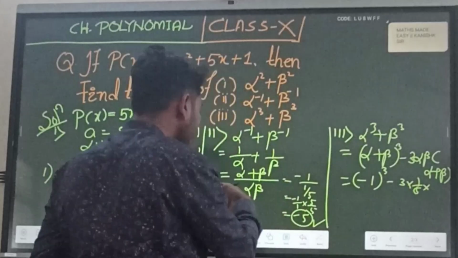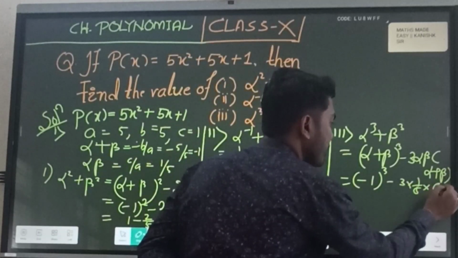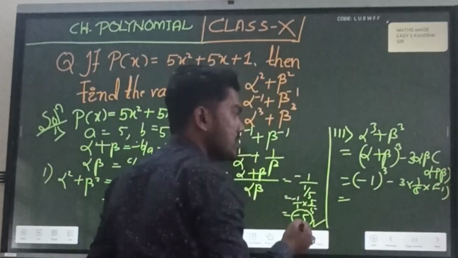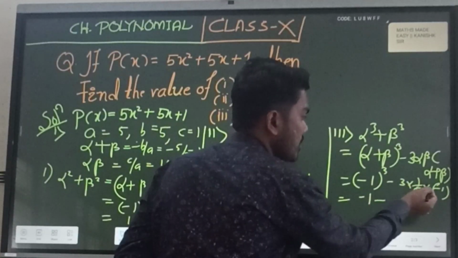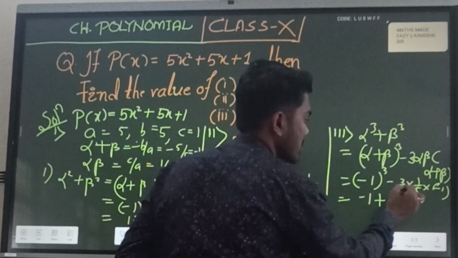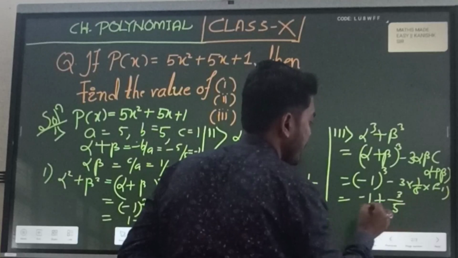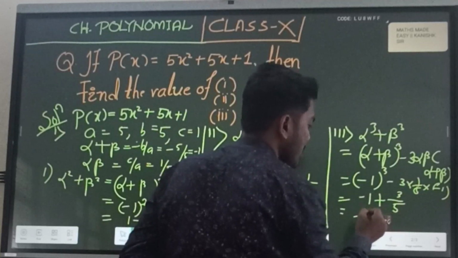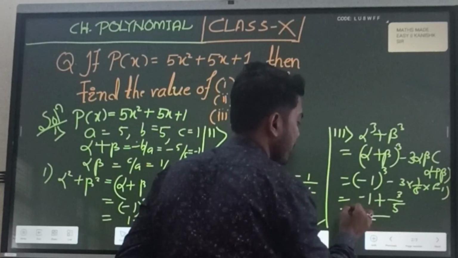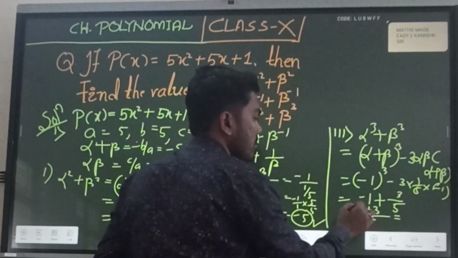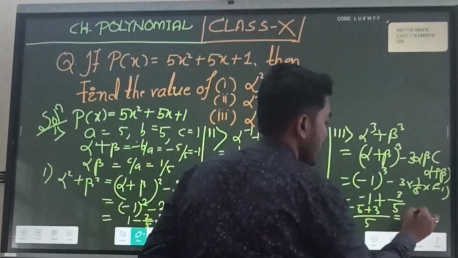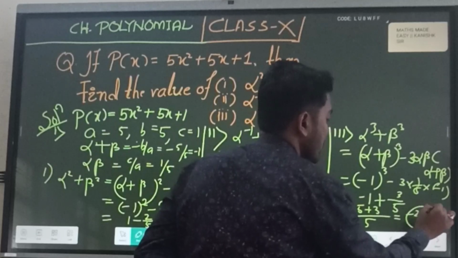So alpha plus beta is what, students? Minus 1. So minus 1 whole cube is equal to minus 1, minus into minus is equal to plus, that is 3 by 5. So take LCM, students, here, that is 5, that is minus 5 plus 3. This is equal to minus 5 plus 3 is equal to minus 2 by 5. So that is the answer.